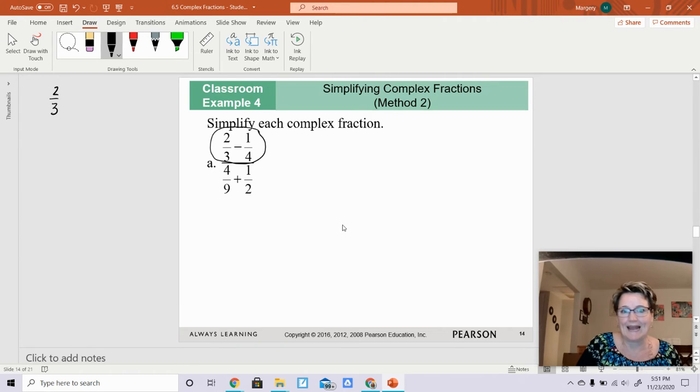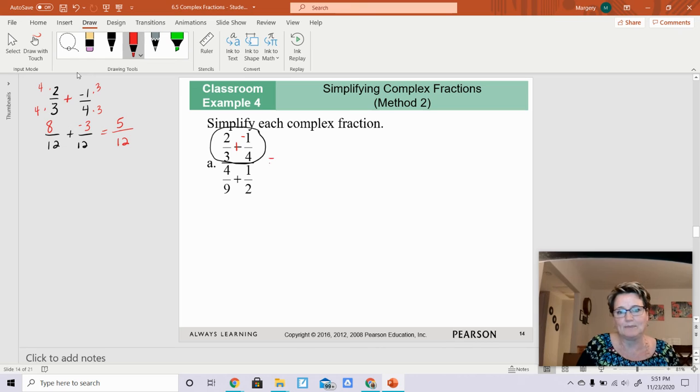2/3, and once again, I do not like subtraction problems, so I'm going to change this to addition and make that its opposite. Plus -1/4. I know that the common denominator is 12 because 3 times 4 is 12. Whatever I do to 3 to get 12, I multiply it by 4. I have to multiply this by 4. That gives me 8. Same thing over here. I times this by 3 because that gives me 12. So I have to times this up here by 3. That gives me a -3. So it ends up with 12 in my denominator, and when I take 8 plus a -3, it gives me 5. So up here, I know that the numerator is 5/12.